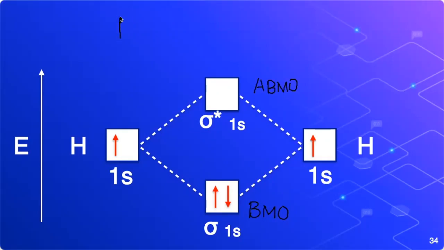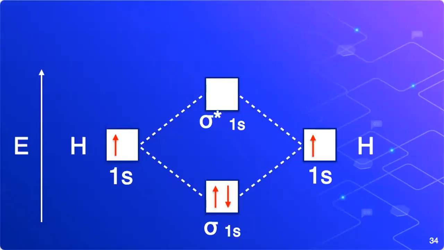So for the bond order of the hydrogen molecule, we have 2 electrons in the BMO, so you just write 2. We don't have any electrons in the ABMO, so minus 0. Then divide this by 2. That gives 1. Okay, so we have a bond order of 1. This means that there is a single bond between these two hydrogen atoms. Tama, di ba? We have a single bond between the hydrogen atoms.